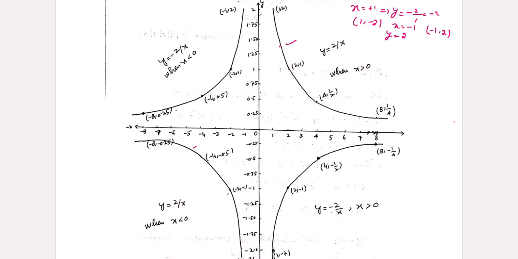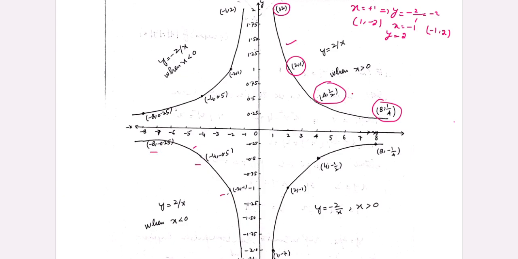Suppose when your x is 1, y is 2, this is my first point. When your x is 2, y is 1, this is my second point. This is my third point, 4, 1, 2, and this is my last point. Similarly, I can plot all of the points in the third quadrant.